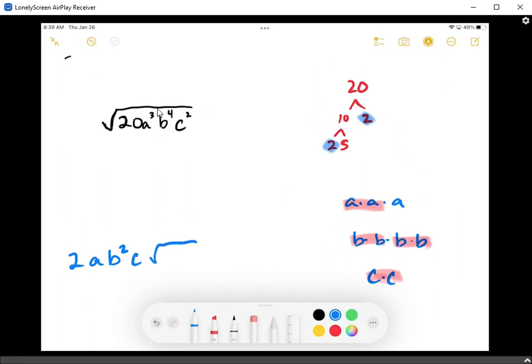Let's look at what we have left. Our leftovers, I'm looking at one single a and one single 5. So on the inside of there, we just put 5a. And there we've got it. All right. Take a little time and work on your assignment right now.